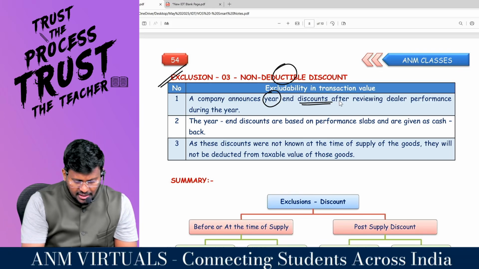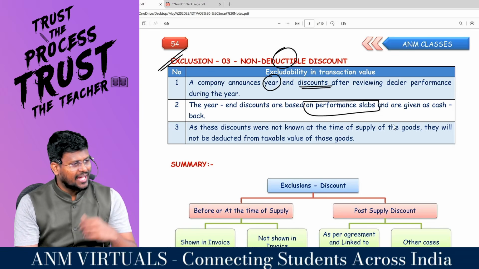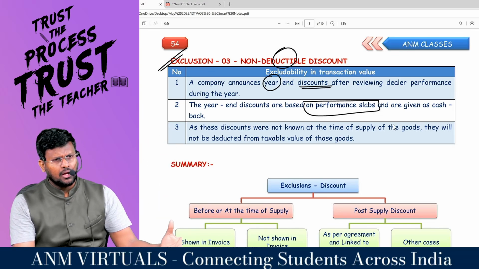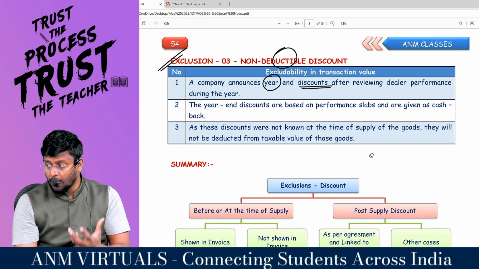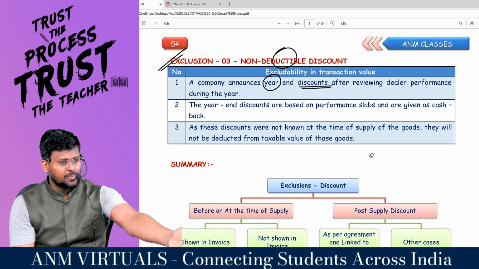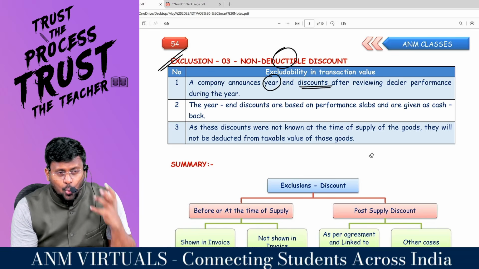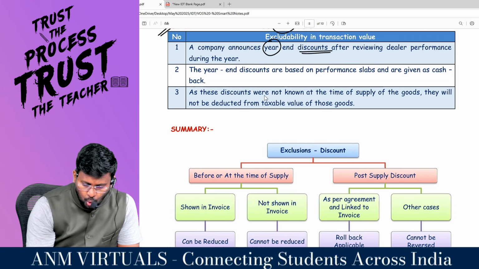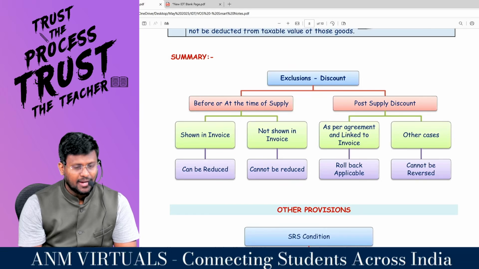Comfortable? The year-end discounts are based on performance slab and are given as what back? Cashback. Sometimes this year you have performed extraordinarily well. Hello, sir. And my dear lovable students, that amount of discount they are giving as cashback is not the post-supply discount, or not the discount that we meant under the GST Act. As these discounts are not known at the time of supply of goods, they will not be deducted from the taxable value of those goods.